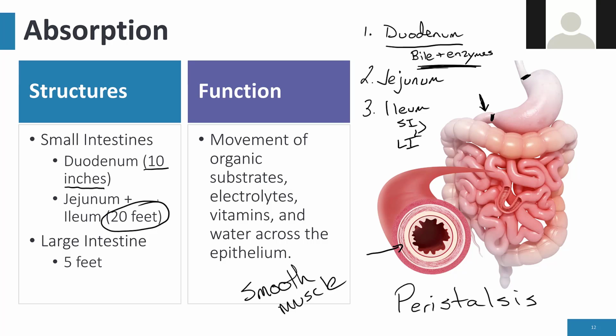So peristalsis is that rhythmic muscular contraction, keeping everything moving in the forward direction, right? Ideally, moving in the forward direction. So it's a smooth muscle, because those muscles are contracting and relaxing to keep stuff moving through, right?